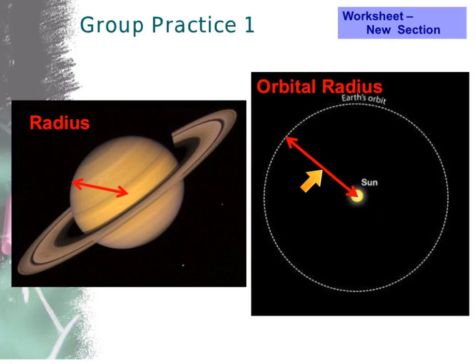So when we're talking about attraction between a planet and the sun, we probably want to refer to orbital radius. Whereas if we're talking about somebody on the surface of Saturn, or if they're floating around in orbit around Saturn, we probably want to deal more with the radius of the planet.